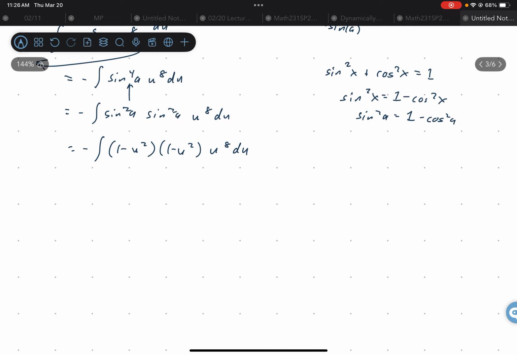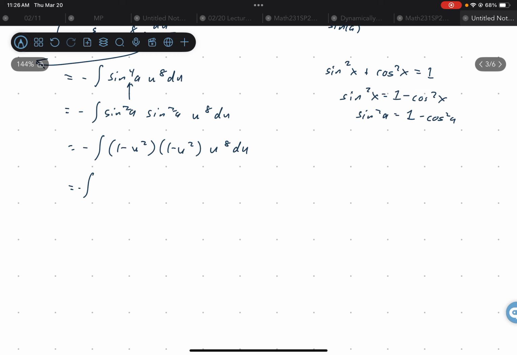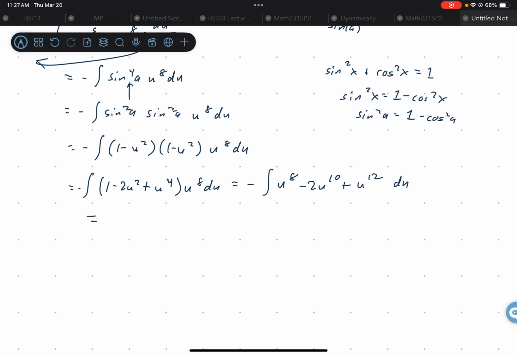Okay, and now we just FOIL this out. We have negative integral, and that's going to be 1 minus 2u squared plus u to the 4th times u to the 8 du. And just keep simplifying, distribute. And then here it's very simple to find the antiderivative. It's just u to the 9 over 9 minus 2u to the 11 over 11 plus u to the 13 over 13 plus c.